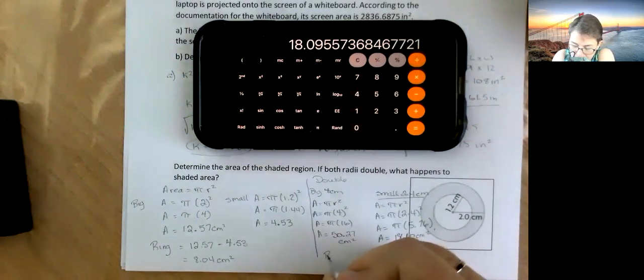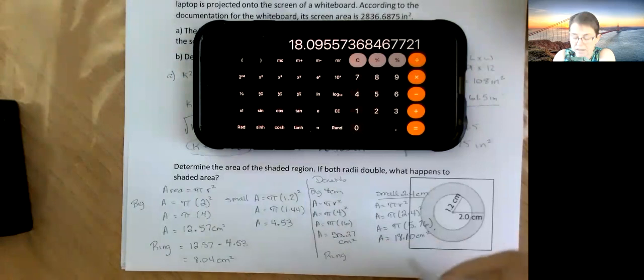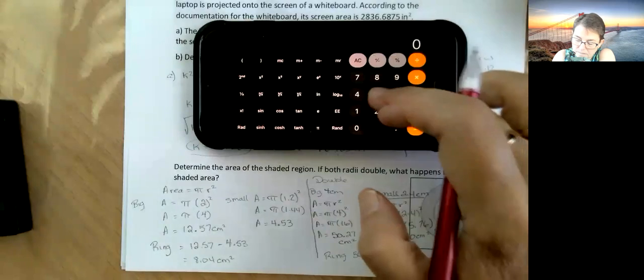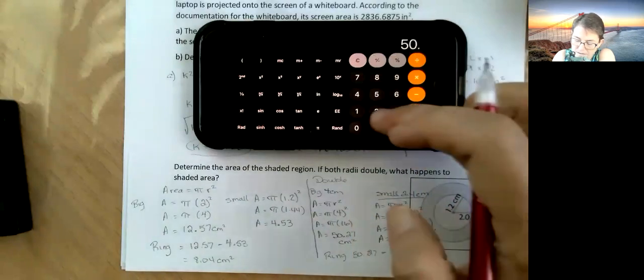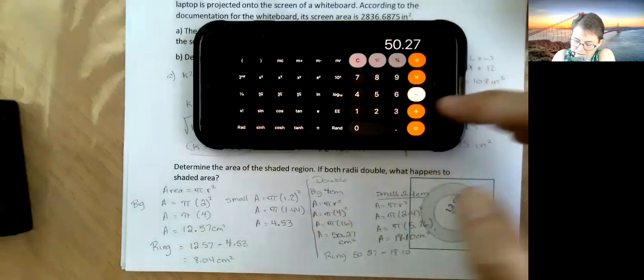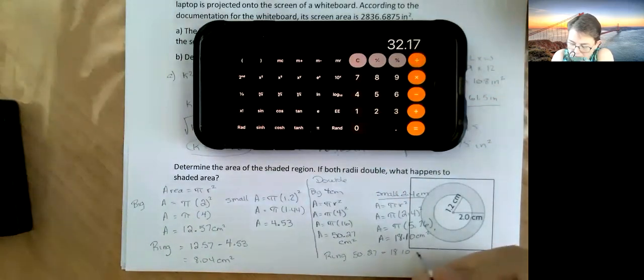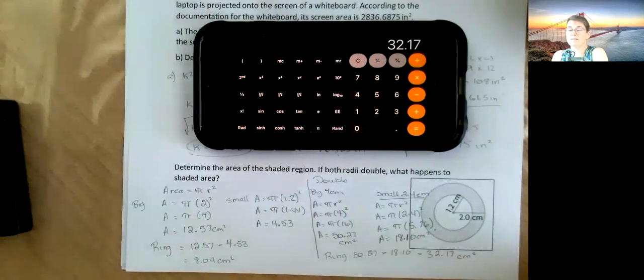And let's take a look at the difference. So our ring, again, is going to be 50.27 minus 18.1, which is 32.17 centimeters squared.